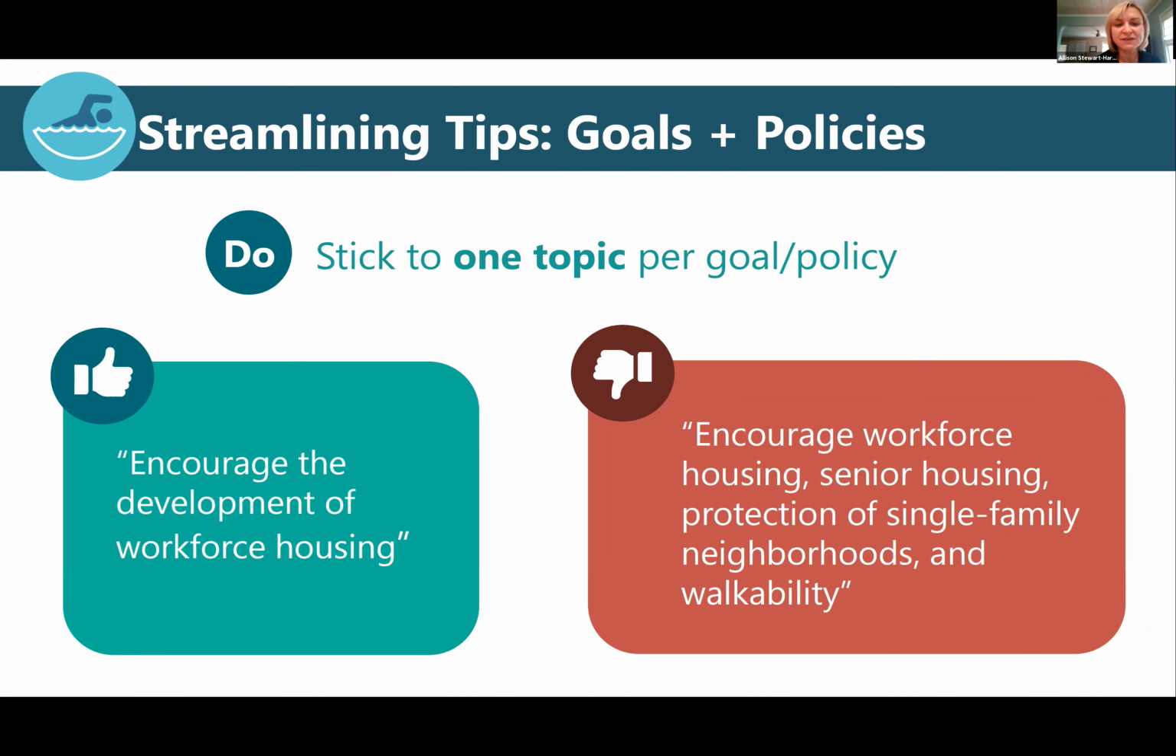Another tip is to really try to stick to one topic per goal or policy. An example of what I would say is a good goal or policy is, encourage the development of workforce housing. It's simple, direct, one topic. What we often see is a lot of goals and policies squish a lot of things in there. So, encourage workforce housing, senior housing, protection of single family neighborhoods, and walkability. Really try to challenge yourself to get down to that single topic in each of these.